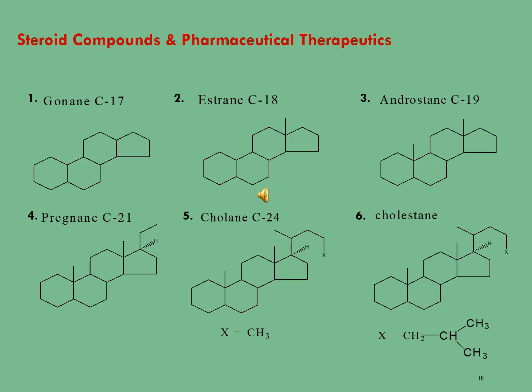Let's see some important steroidal compounds and their pharmaceutical applications. In the first molecule, the total number of carbon atoms is 17 and the name of this molecule is gonane. This molecule has been isolated from Solanaceae and Melanthaceae family of plants and it is used in contraceptive vaginal rings. Also it is used in progestational activity.